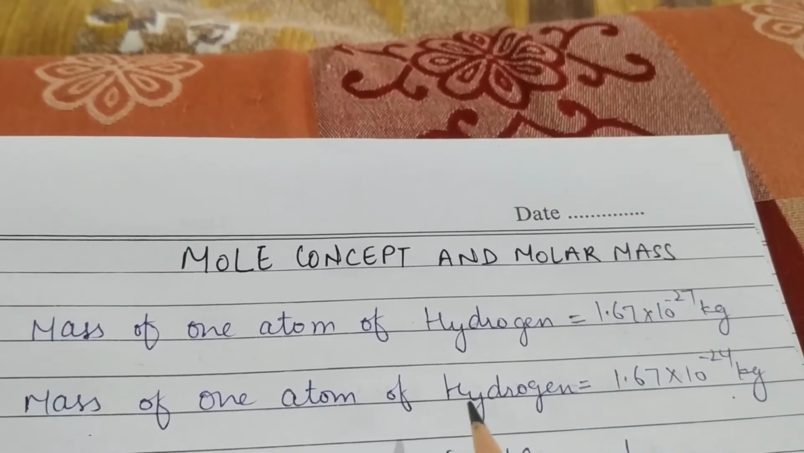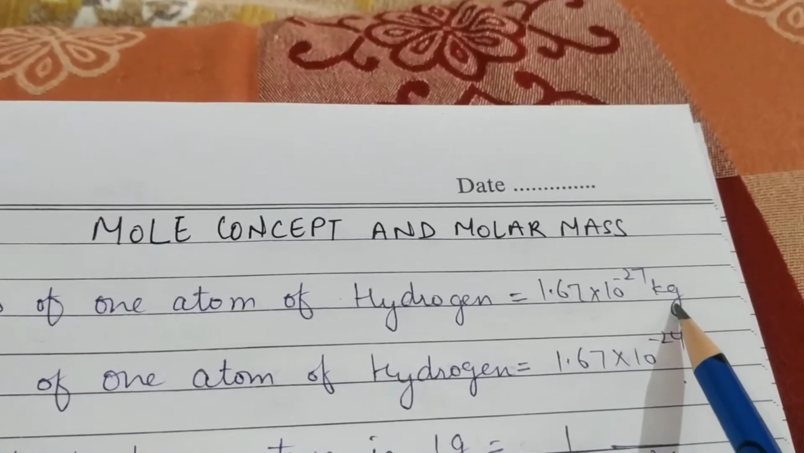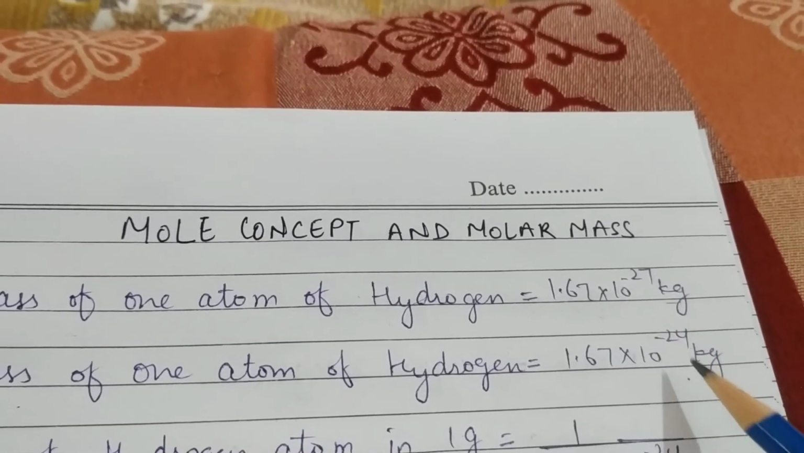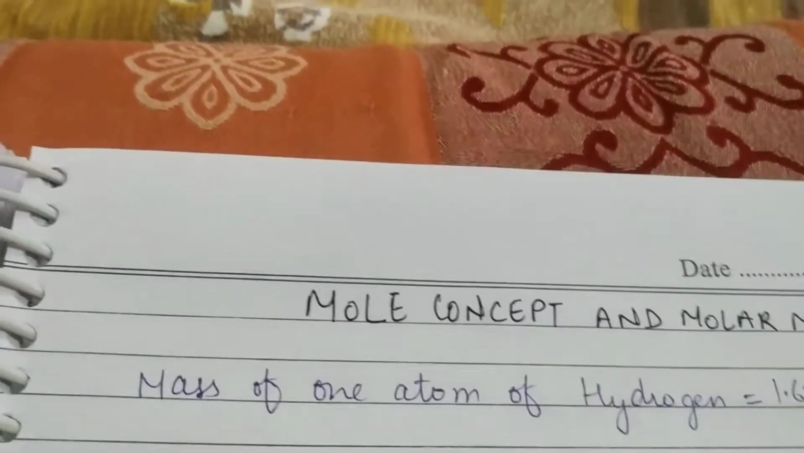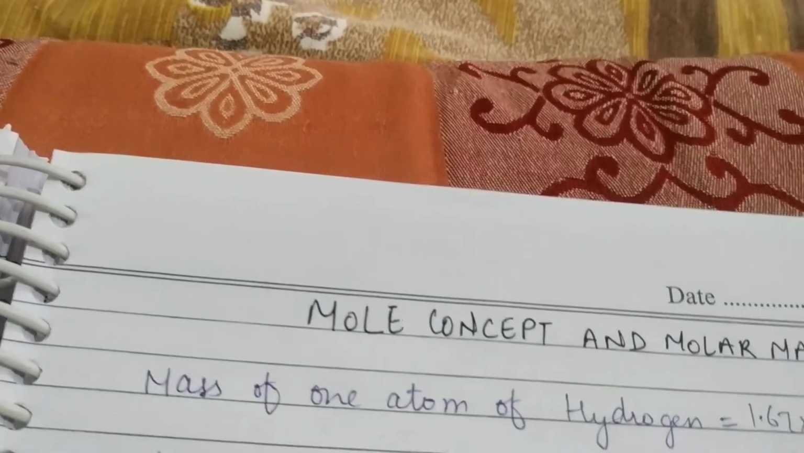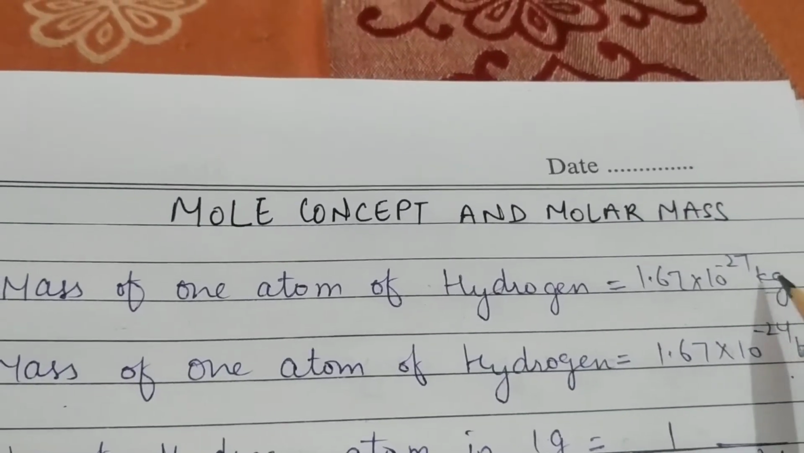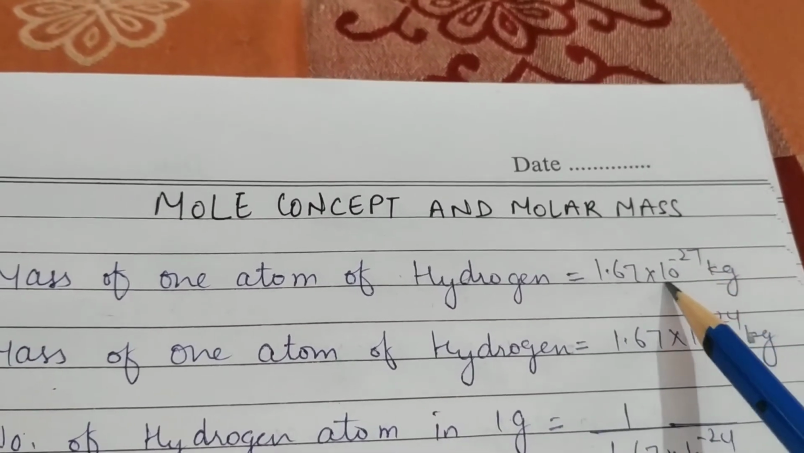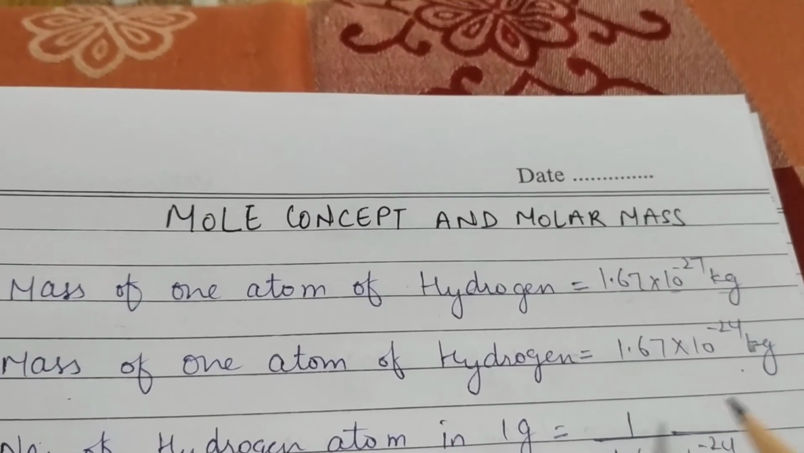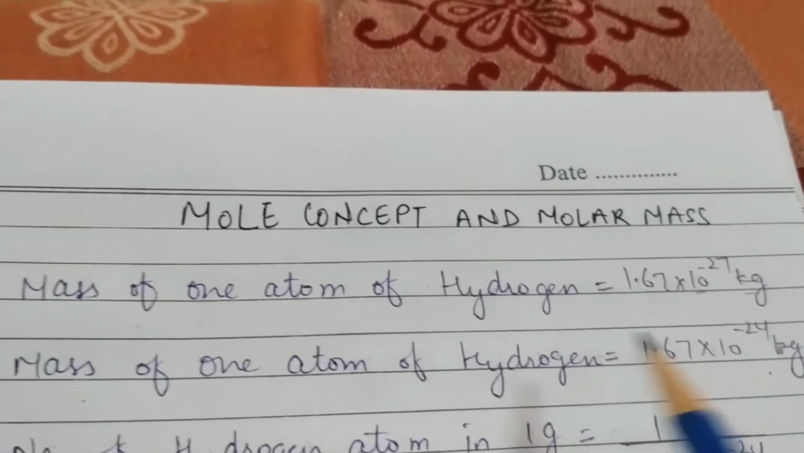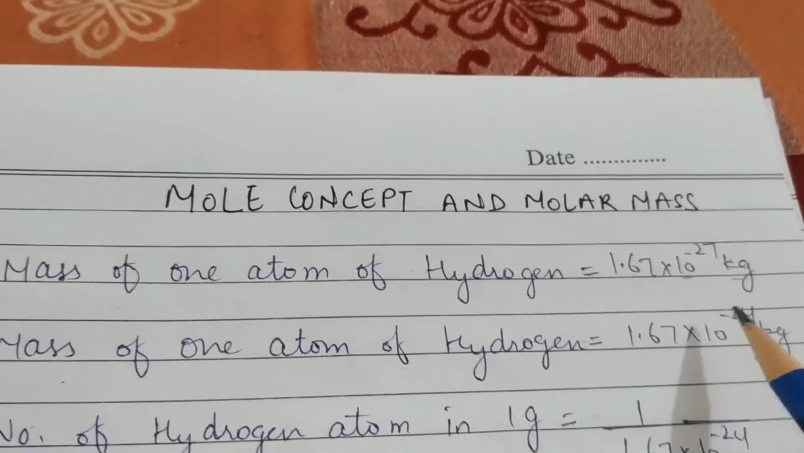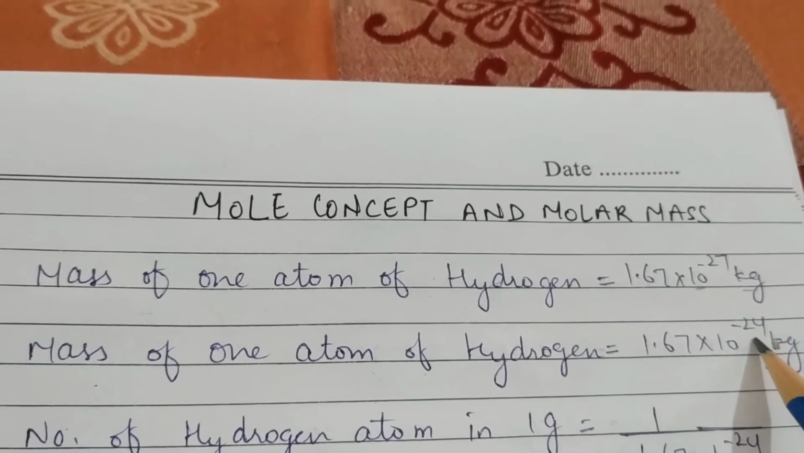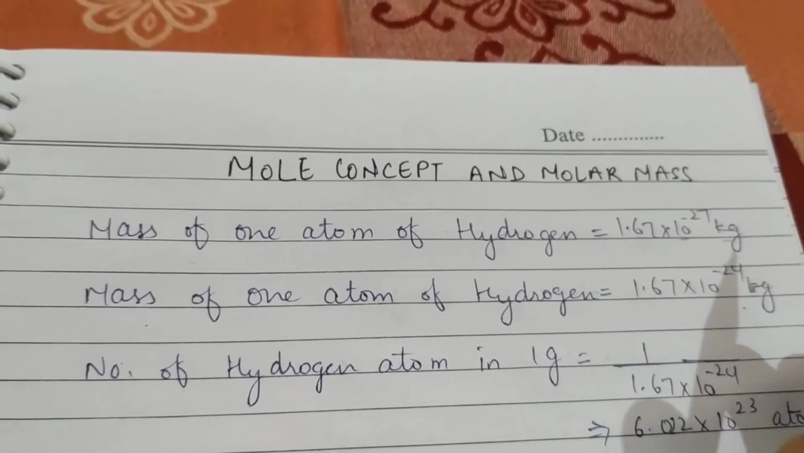If this is in kilogram, right? But if we convert this value in grams, what we have to do, we just multiply this by 1000, right? So we will get mass of one atom of hydrogen in grams, so 1.67 into 10 raised to power minus 24 grams, right?